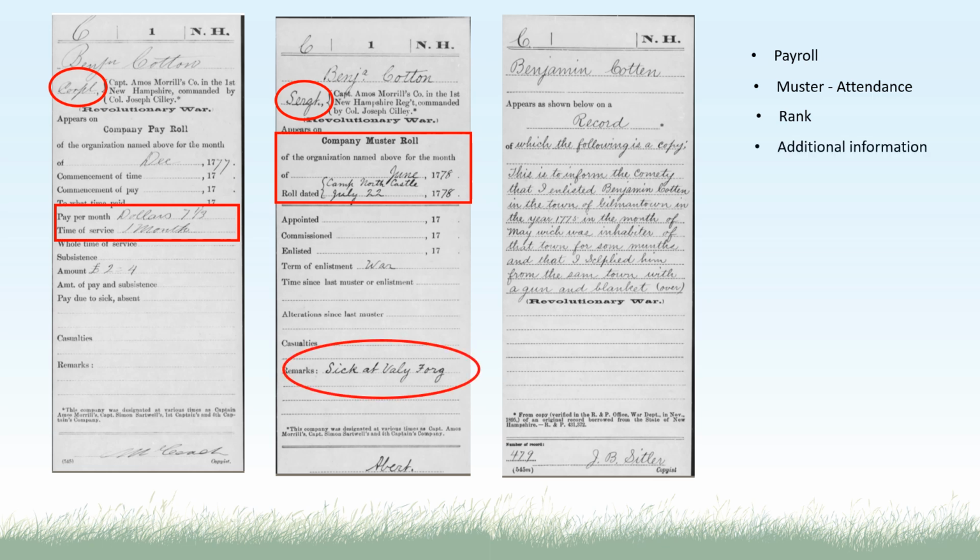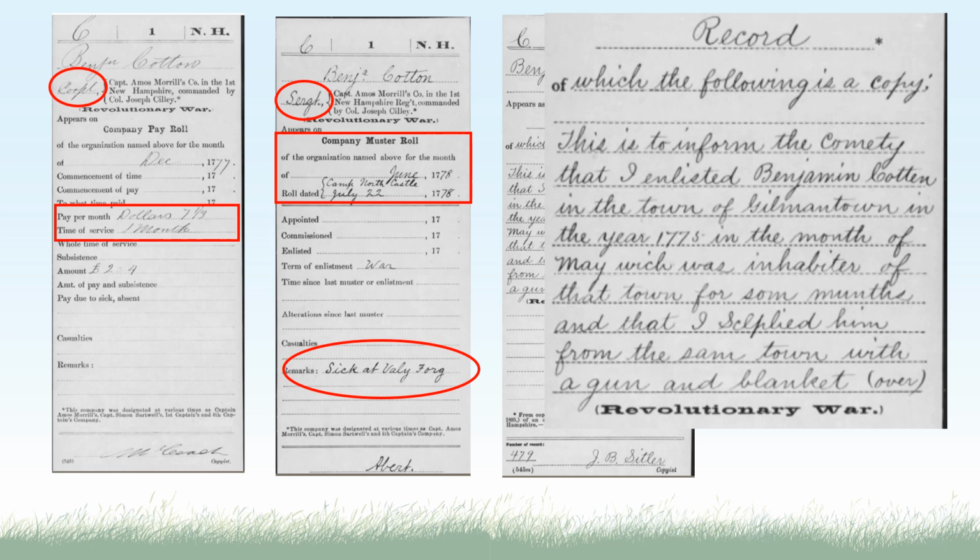You'll also find some additional information on these cards. Within this one, it shows you that he was sick at Valley Forge, so you know that he was at Valley Forge. This record actually gives you a quick transcription of a letter they received from the individual that enlisted him into the Army in the first place, where he was enlisted, the month he was enlisted, and that he supplied him with a gun and a blanket.